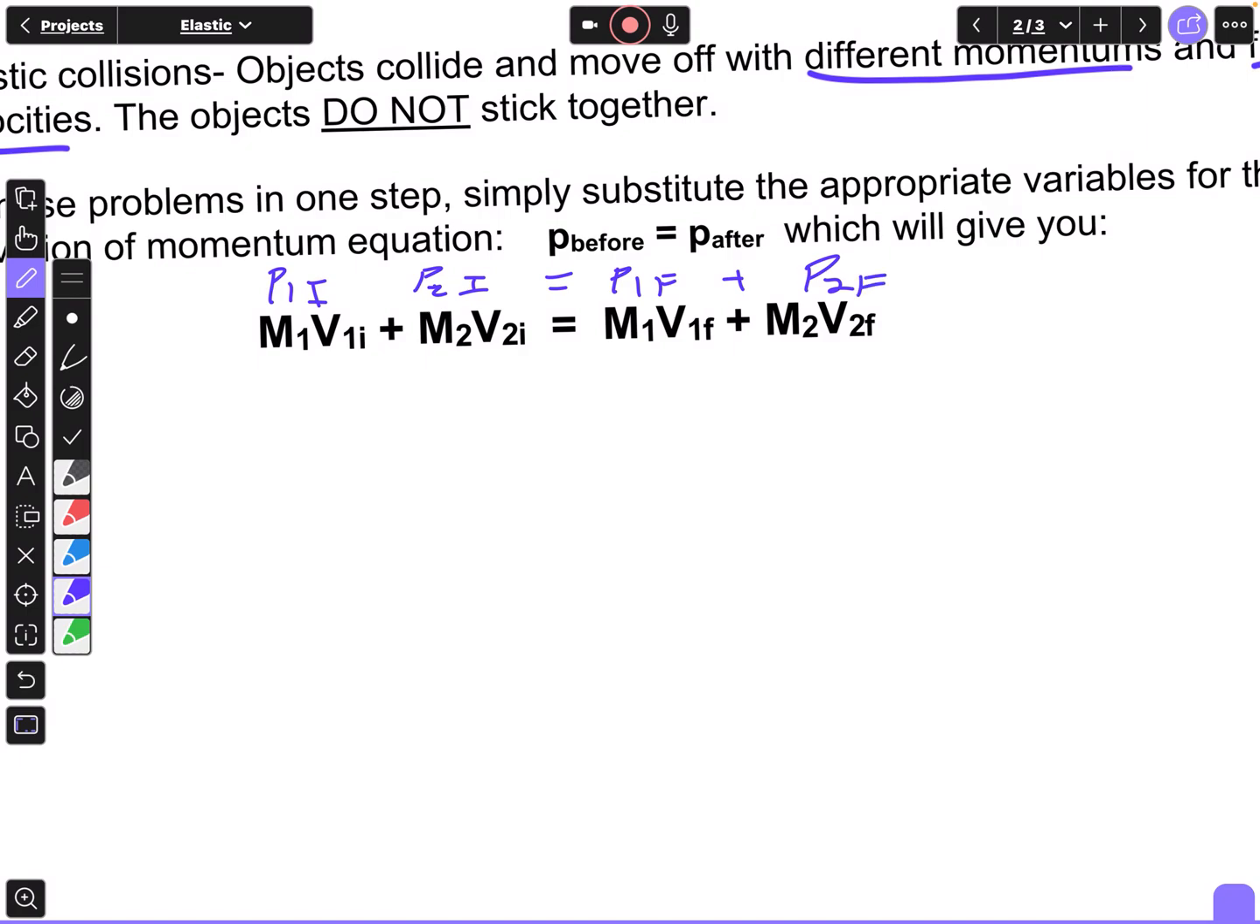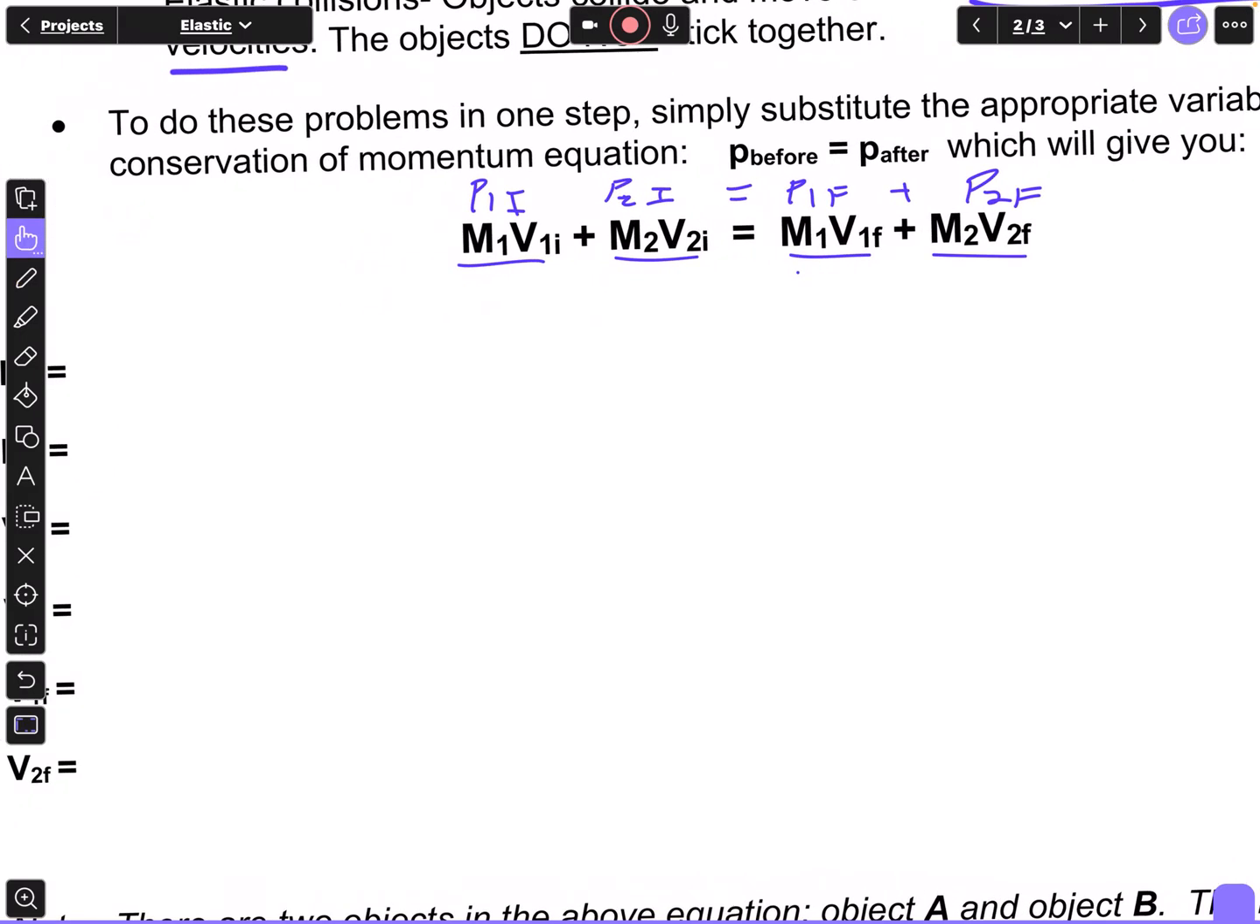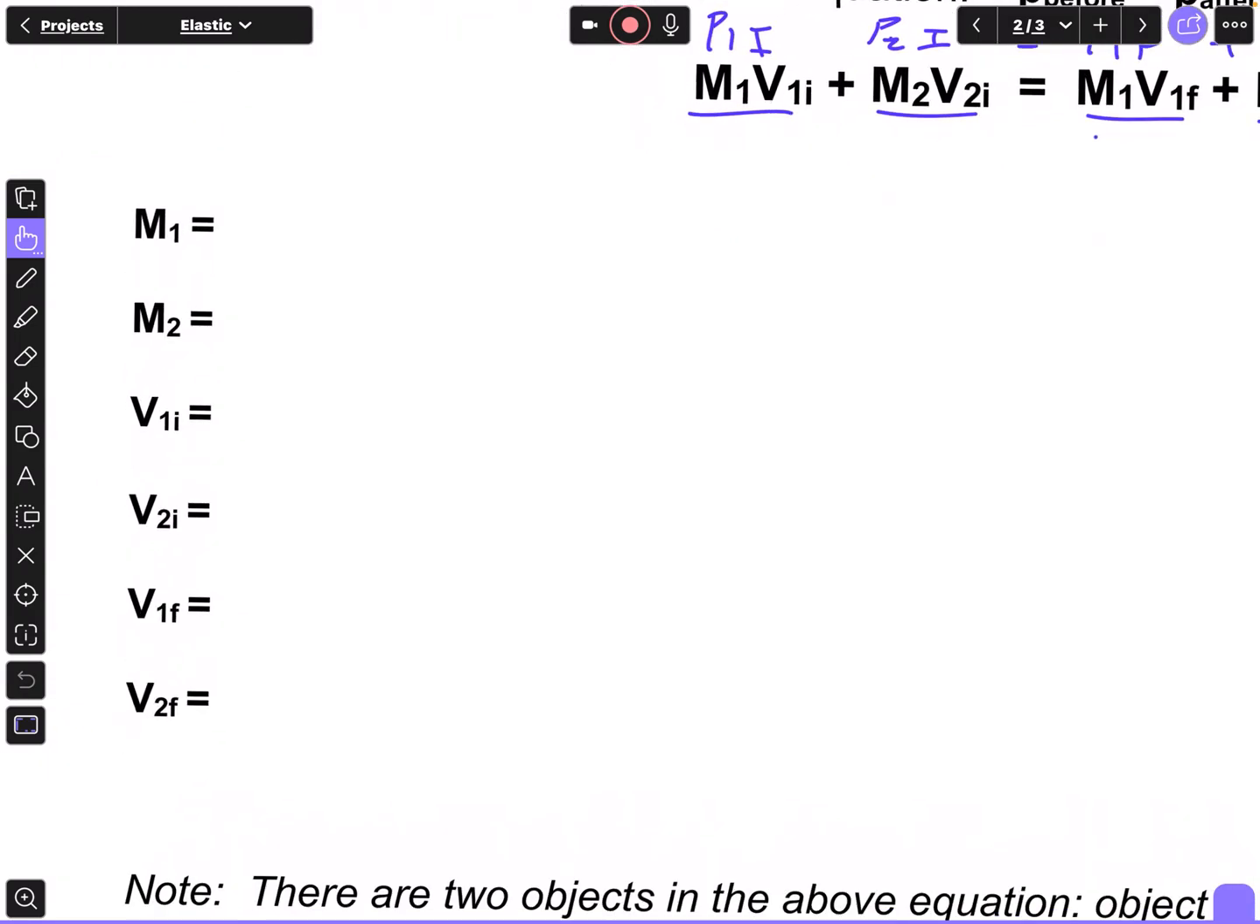And remember, momentum is mass times velocity. That's why we end up with this equation here. You have M1 V1I plus M2 V2I equals M1 V1F plus M2 V2F. Now these problems are not hard, they're just kind of long. We've got a big equation here and you have to keep up with what's what, and what these things stand for.